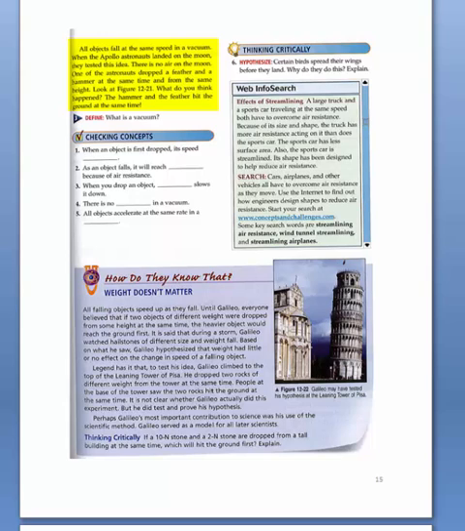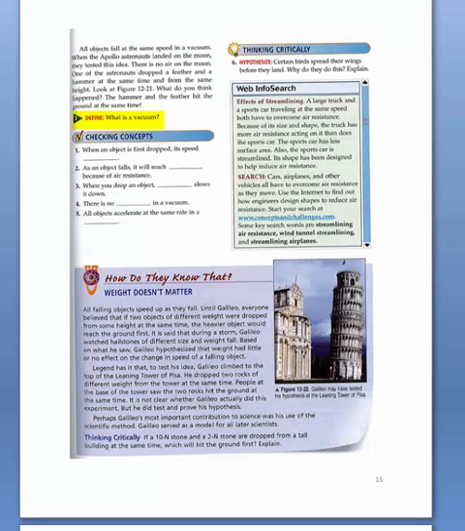When the Apollo astronauts landed on the moon, they tested this idea. There is no air on the moon. One of the astronauts dropped a feather and a hammer at the same time and from the same height. Look at figure 1221. What do you think happened? The hammer and the feather hit the ground at the same time.